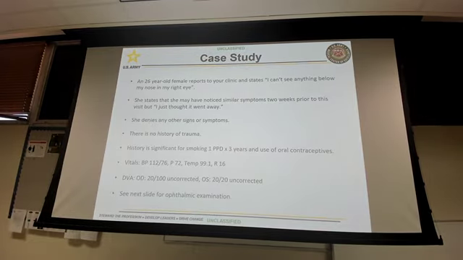Twenty-six-year-old female reports to your clinic and states, I can't see anything below my nose in my right eye. States that she has noticed similar symptoms 2 weeks prior to this visit, but she just thought it went away. Denies any other symptoms or signs, no history of trauma, no history of smoking, use of oral contraceptives, vitals are there, visual acuity is 20/100 in the right eye, uncorrected, and then 20/20 in the left.